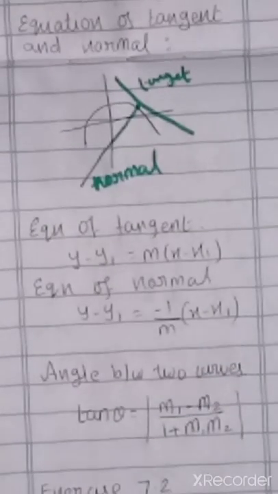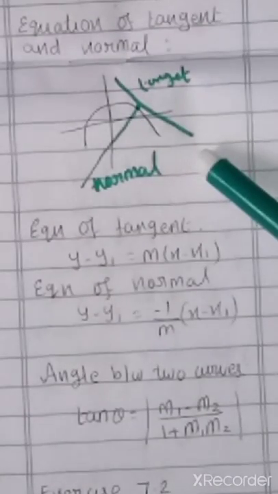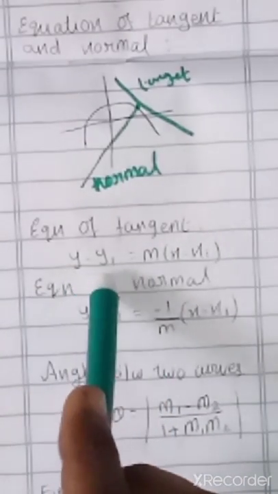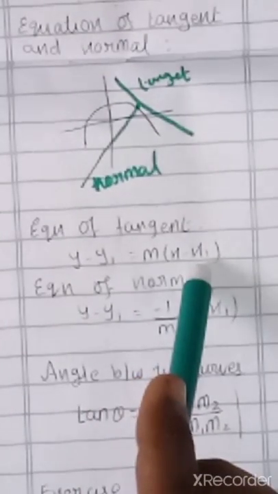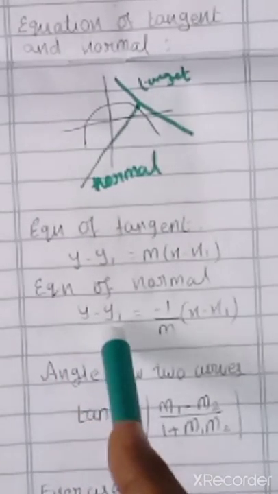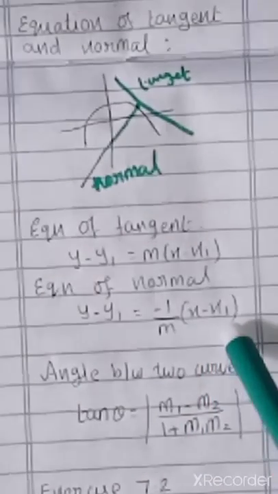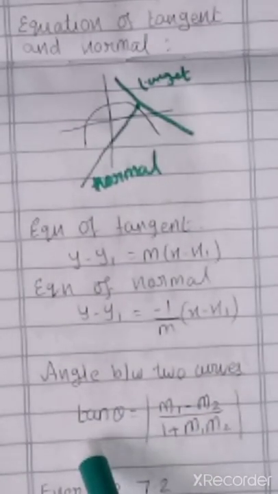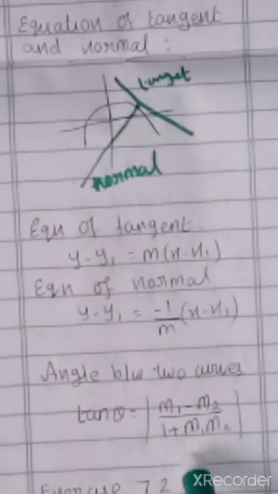So already we have started this one. Tangent, normal, everything I told you already. So directly we can go to the exam formula. So what is your equation of tangent? y minus y1 equal to m of x minus x1. Equation of normal, y minus y1 equal to minus 1 by m of x minus x1. Angle between two curves. So what is the angle between two curves formula? tan theta is equal to modulus of (m1 minus m2) by (1 plus m1 m2).